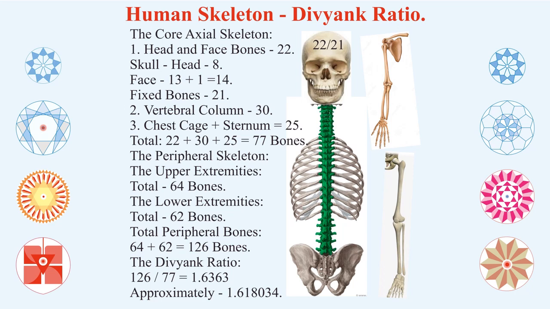Now this is supported by the extremities, upper extremities and lower extremities. Now let's see how many bones there are in the upper extremities. There are 64 bones, 32 on each side. And the lower extremities have 62 bones, that means 31 on either side. Total peripheral bones are 64 plus 62 equals 126 bones. Now see the ratio. 126 divided by 77 is equal to 1.636363, which is approximately closest to 1.618034. Is it a coincidence or divine design to prove, okay, this is nature's design?